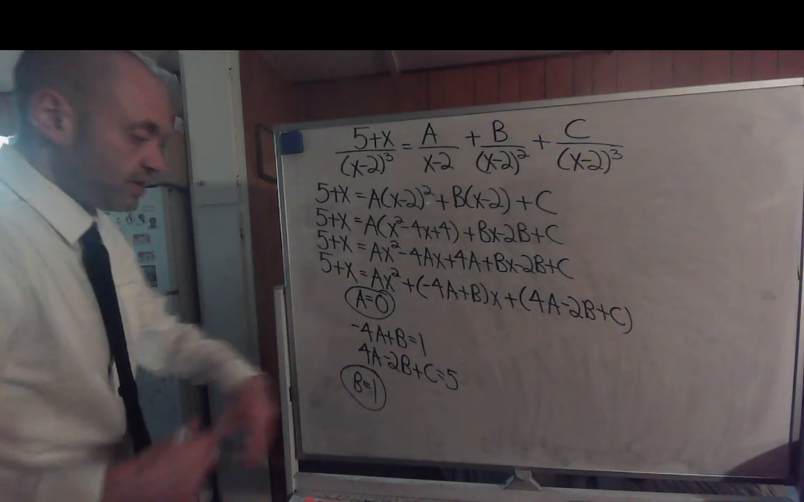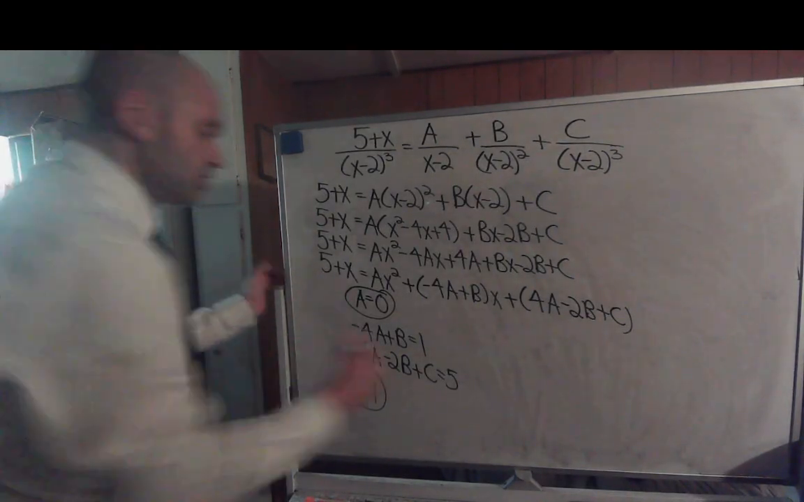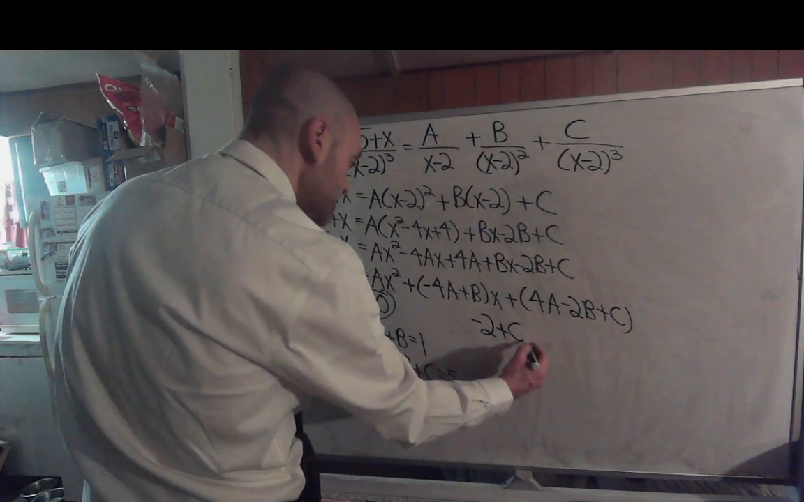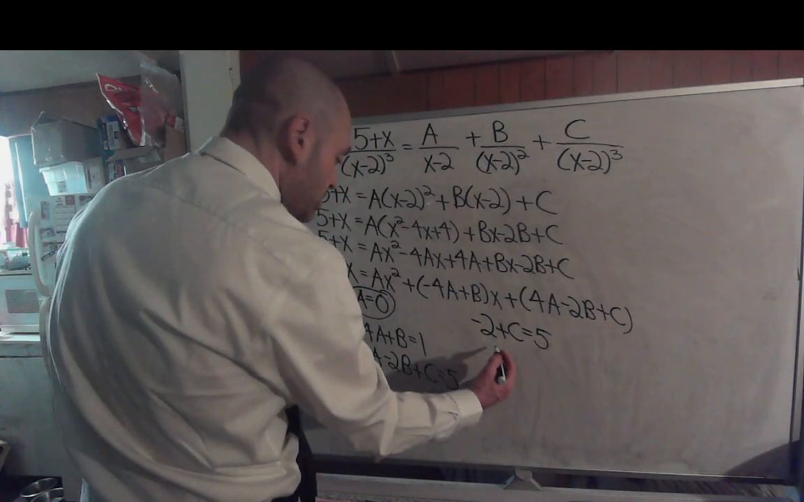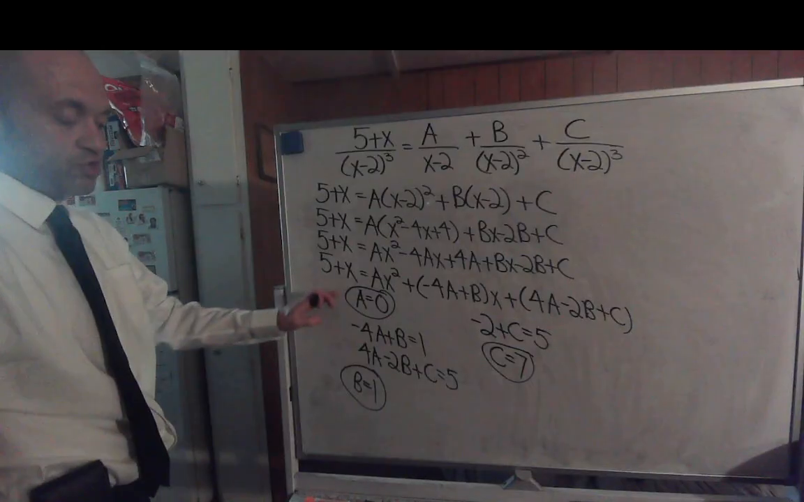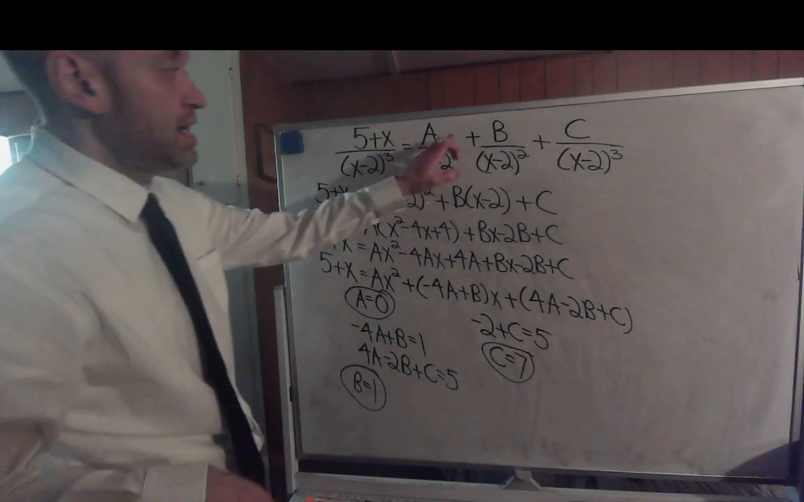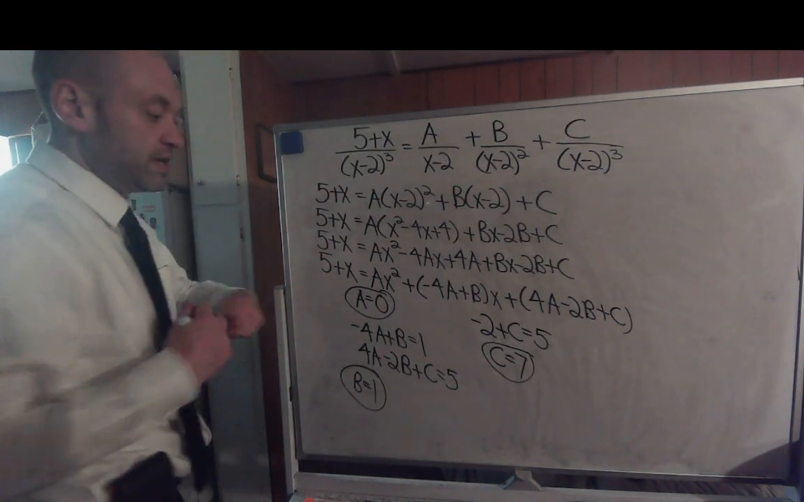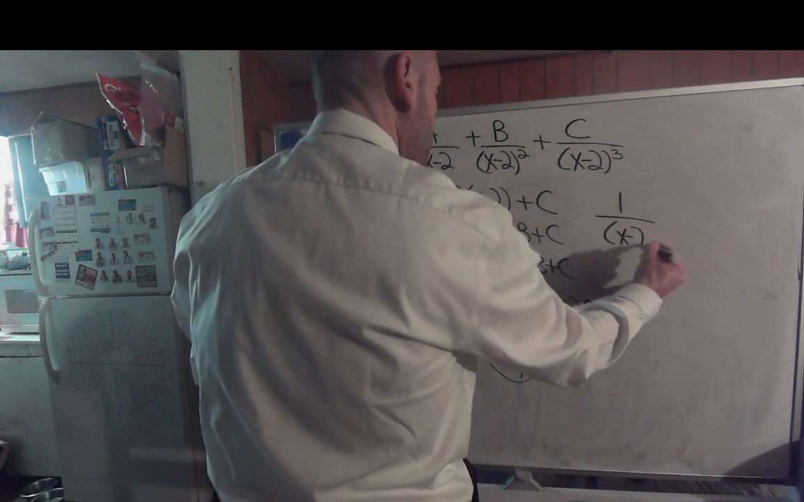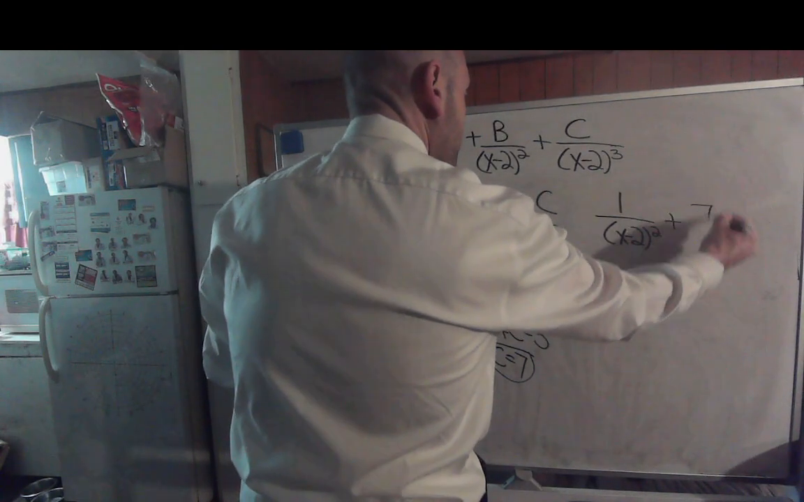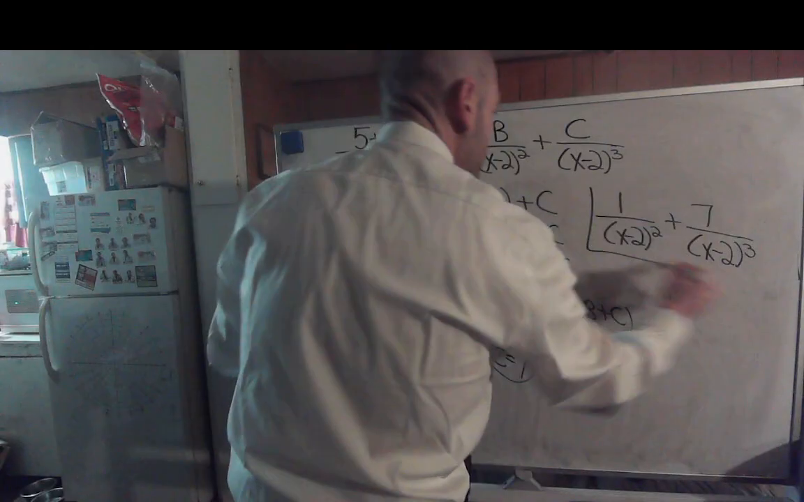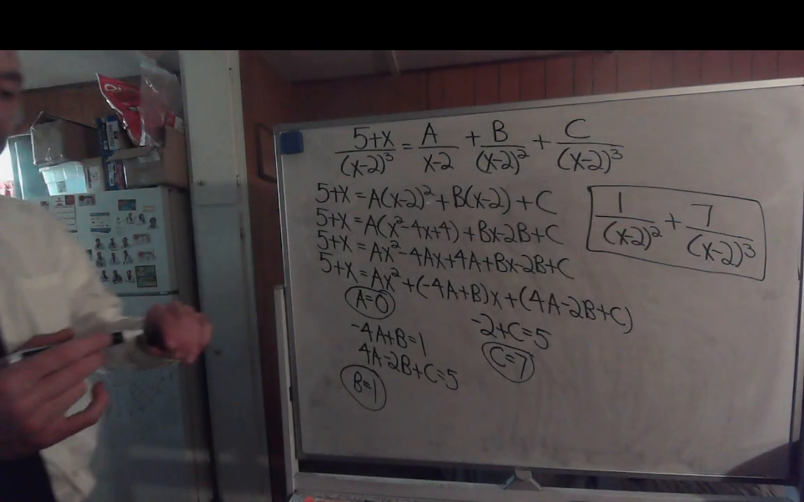And we can solve the third equation by putting in both a and b. So you'll have 4a is 0. Don't even bother with that. You'll just have negative 2 plus c equals 5, which would just end up giving you c equals 7. So here's your partial fraction decomp. A is going to be 0, so the first term's irrelevant. This will just turn into 1 over x minus 2 squared plus 7 over x minus 2 to the third. That would be the partial fraction decomp for this original expression.